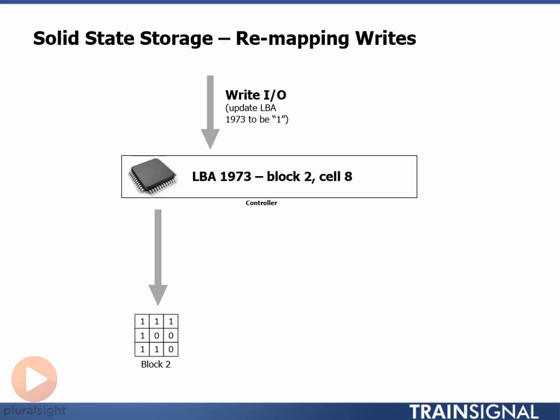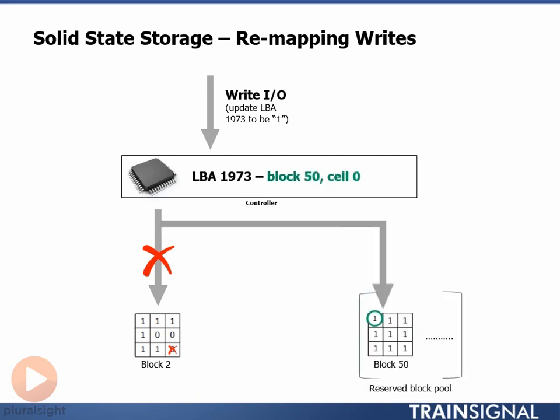So instead, it decides to play a sleight of hand, and it marks the existing contents of this cell for deletion, and remaps LBA 1973 from block 2 cell 8 to block 50 cell 0. And block 50 is one of those blocks in its pool of hidden pre-erased flash cells. As this cell is in a pre-erased condition, all cell values are already set to 1, meaning that no write operation is required here. All that's needed to do is that remapping operation that we've already performed.